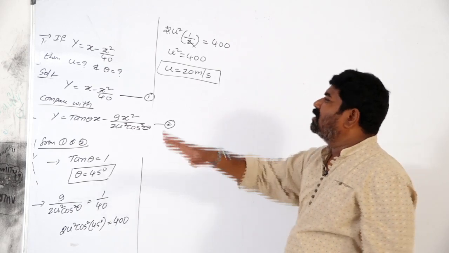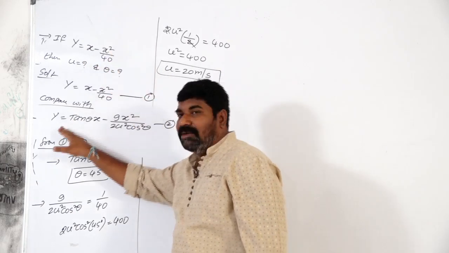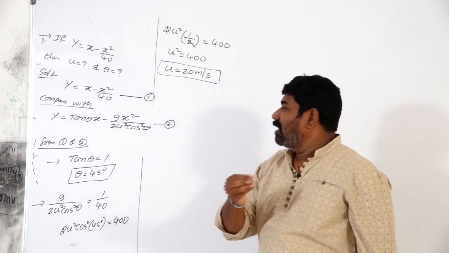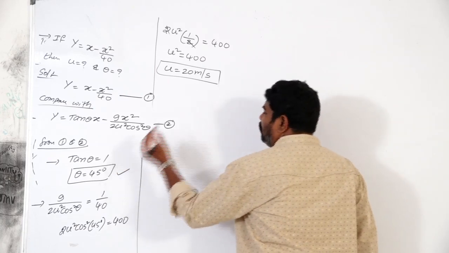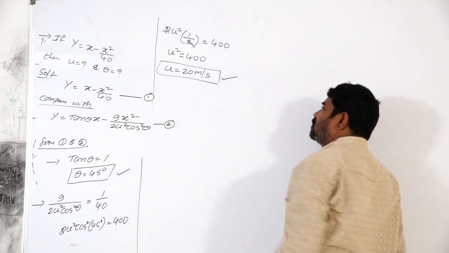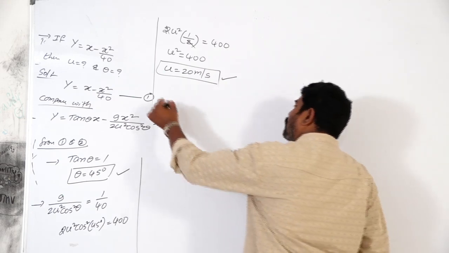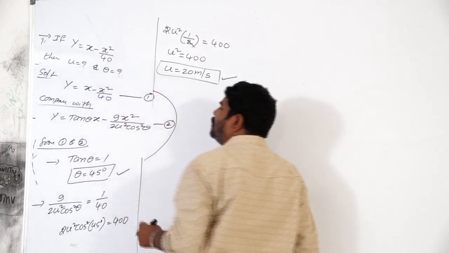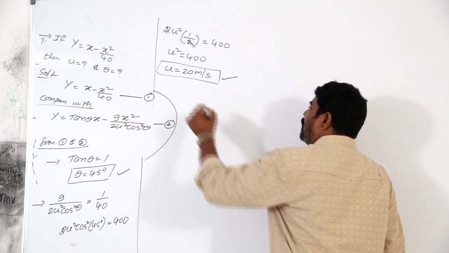Simply we are comparing the equation. y is equal to x minus x square by 40 is compared with y is equal to tan theta x minus g x square by 2u square cos square theta. Then angle of projection is nothing but 45 degrees. Velocity of the projection is nothing but 20 meter per second. Now for example, if the same problem is given, then what is the range and maximum height? Then we go for that one.